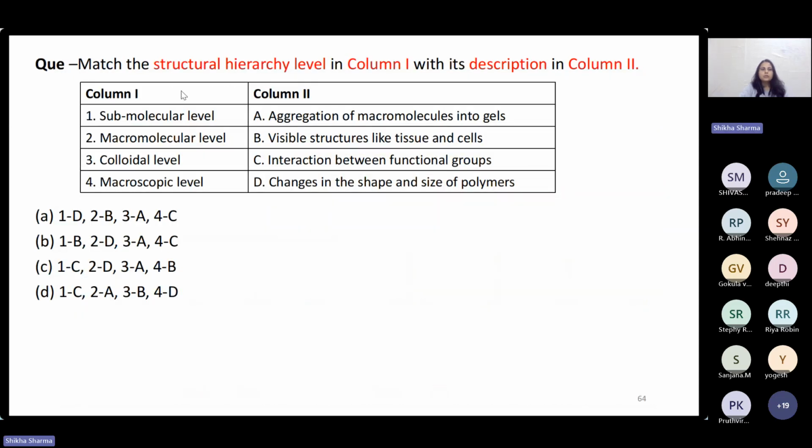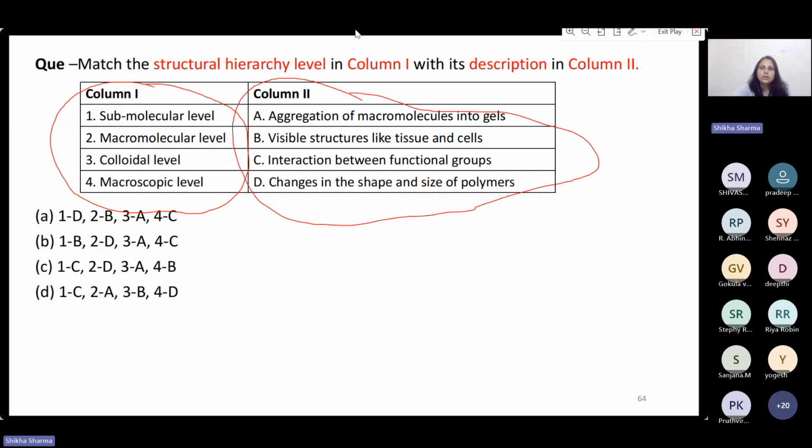Next is match the structural hierarchical levels, which is the sub-molecular level, macromolecular level, colloidal level, and macroscopic level to the description, which is aggregation of macromolecules into gels, visible structures like tissues and cells. Third is interaction between the functional groups. Fourth is changes in the shapes and the size of the polymers. So we need to match the structural hierarchical levels with its descriptions.